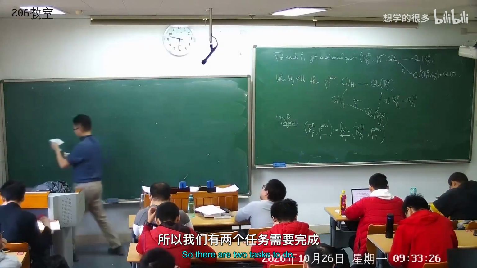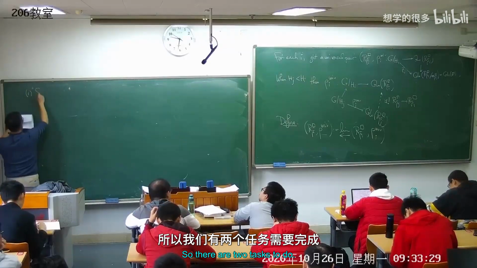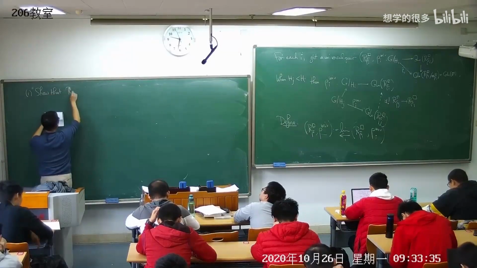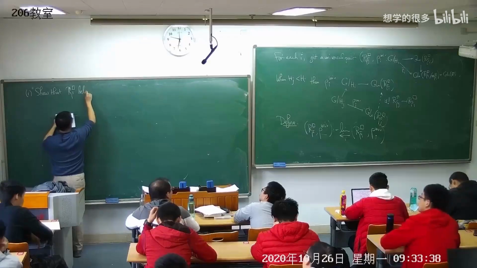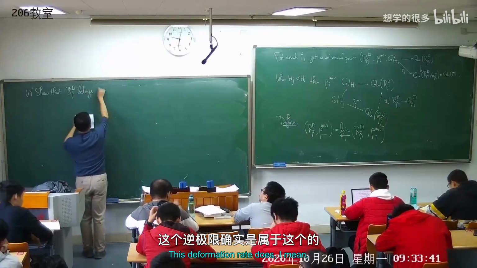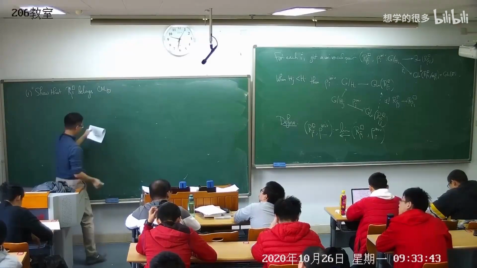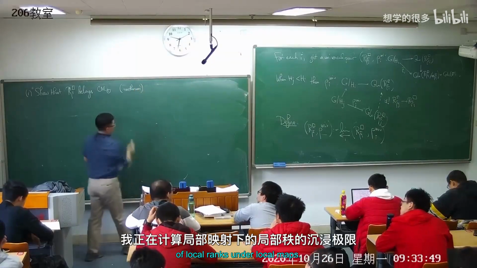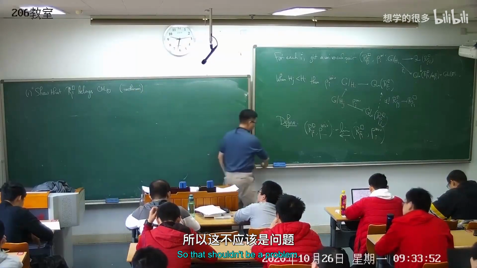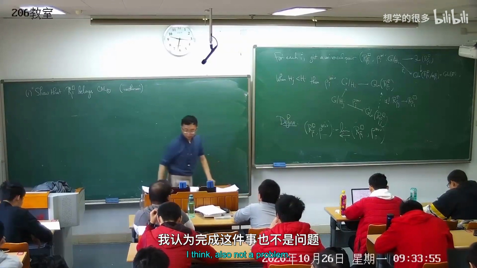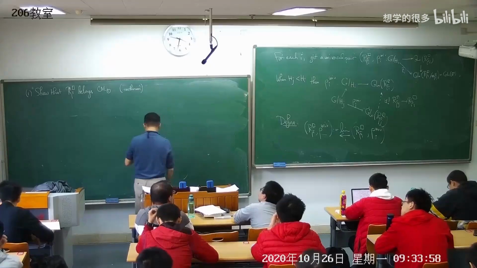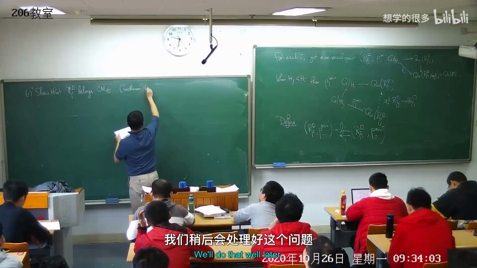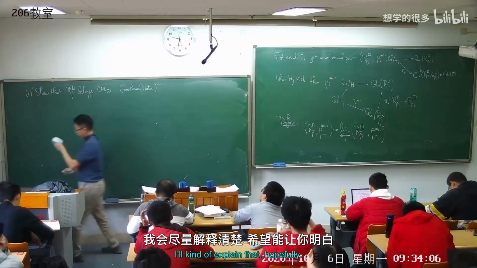So there are two tasks to do. First is that I want to show that this inverse limit does belong to this category. So essentially I need to show Noetherian. I'm taking the inverse limit of local rings and their local maps, so that shouldn't be a problem. And completion, I think, also not a problem. But the problem is the Noetherian condition. We'll do that later. I'll kind of explain that, hopefully.